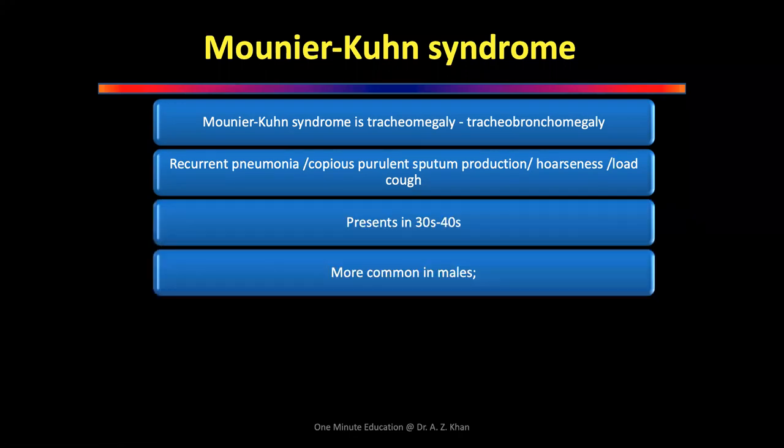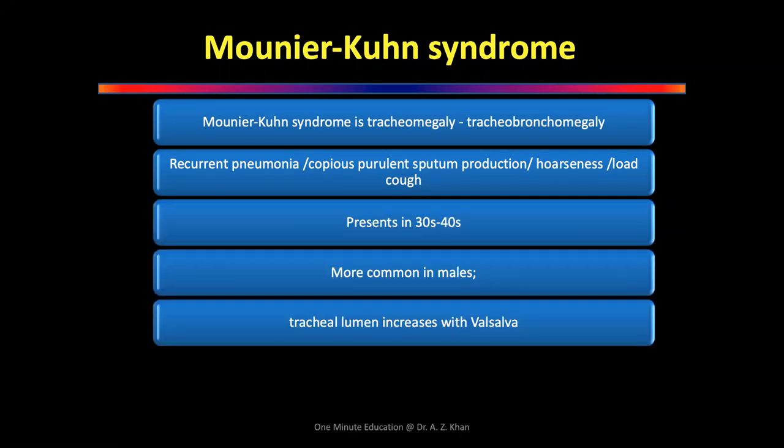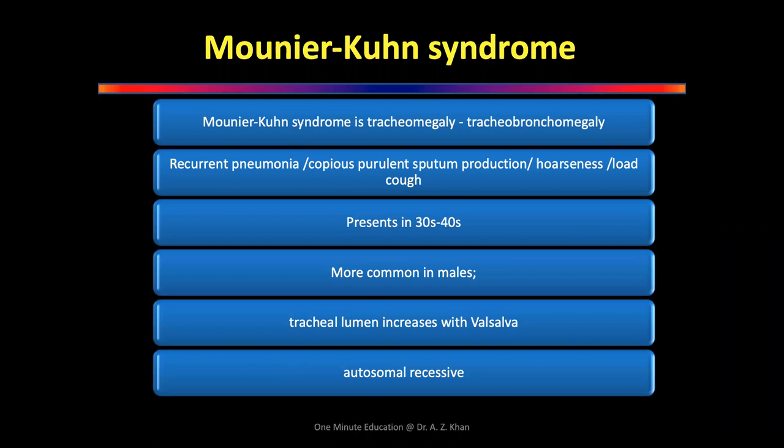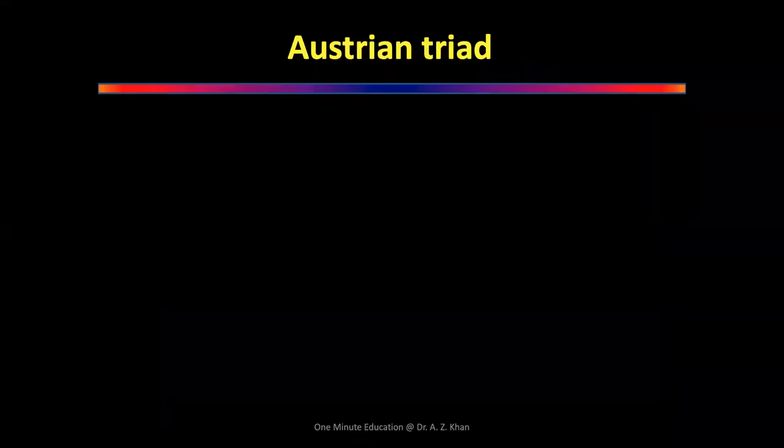Okay, present in the 30s or 40s, more common in males. The tracheal lumen increases with Valsalva. Okay, and this is an autosomal recessive disease. Patient presents with recurrent pulmonary infections. That is the main problem with this patient. Recurrent pulmonary infections.